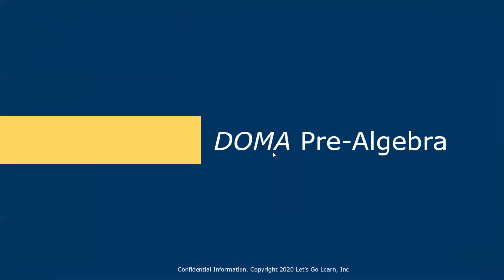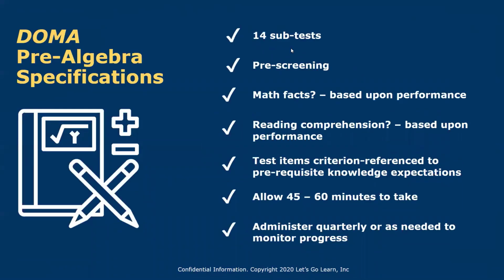Then we have our DOMA Pre-Algebra. This is for your higher level students, your students who have mastered the foundational skills, and you want to see where they are at in pre-algebra and also their basic math skills. So this does have a basic math skills portion as well as a pre-algebra specific section. So we cover 14 subtests. The first 5 are the basic math skills, and then the next 9 are the pre-algebra skills. We have pre-screening, so for students who are doing really well, they actually don't take very long on this assessment.